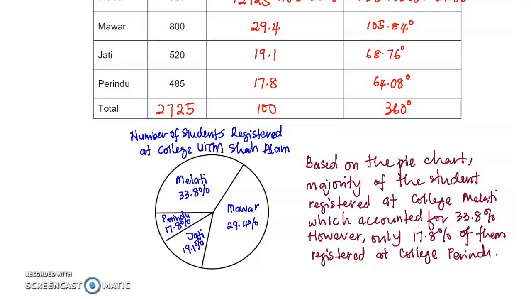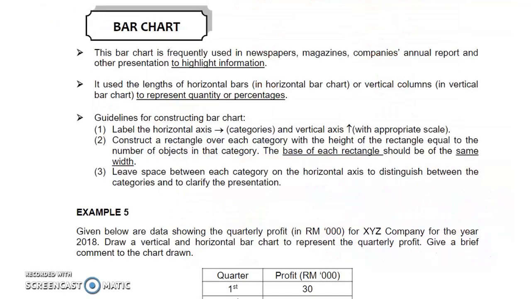Okay, now let's look at bar charts. As discussed before, we have three types of bar chart: the simple bar chart, either horizontal or vertical, then the stacked bar chart, and the last one is the multiple bar chart. The important part in drawing a bar chart is, first, you must use an appropriate scale. This depends on the data given.